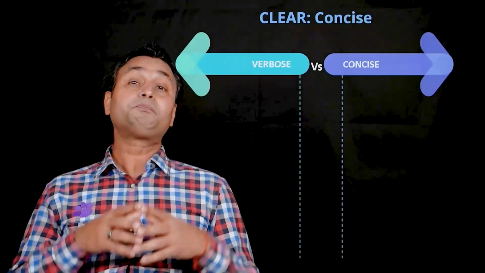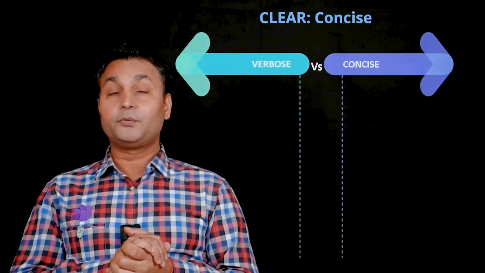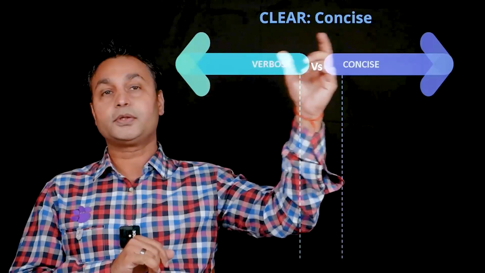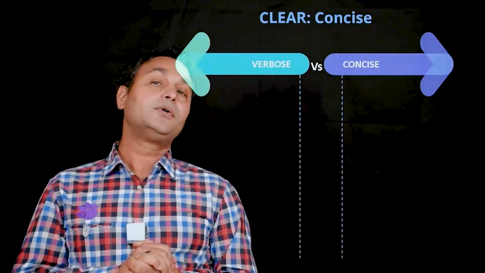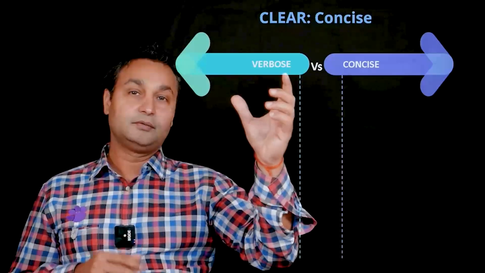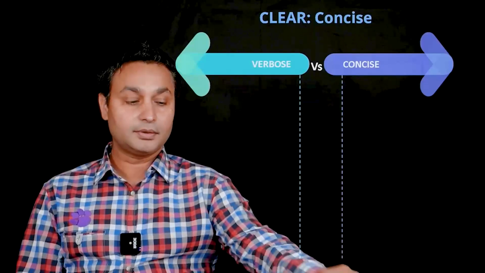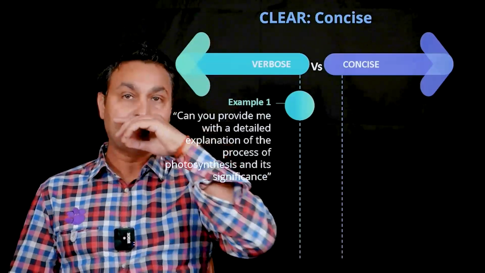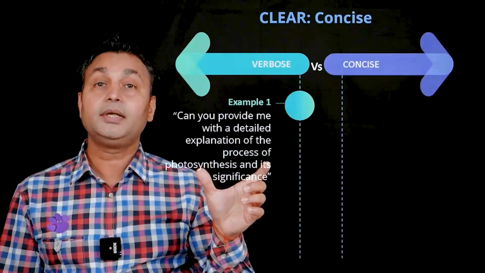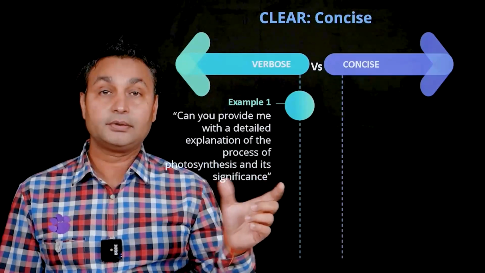So when we are talking about the CLEAR framework, it has 5 different components, and the C component of this framework is called concise. So when you're providing prompts, you need to be more concise rather than verbose, and that typically leads to better results in prompt engineering. And here is an example of a verbose prompt: Can you provide me with a detailed explanation of the process of photosynthesis and its significance?